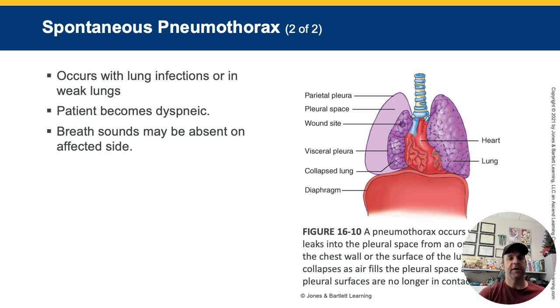Now, clinically, you may hear absent or diminished breath sounds on one side, and the patient may show signs of hypoxia, anxiety, tachycardia. So it's essential to monitor these patients carefully and watch for signs of deterioration. Another late sign would be what we call a tracheal deviation, where that pressure inside the chest keeps pushing, and the whole trachea starts to shift over. Now, again, that's going to be more of a late sign.